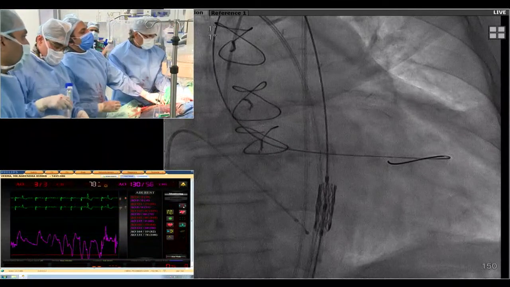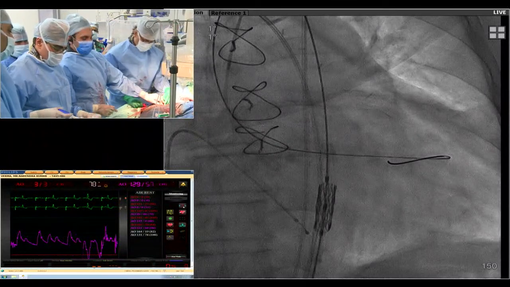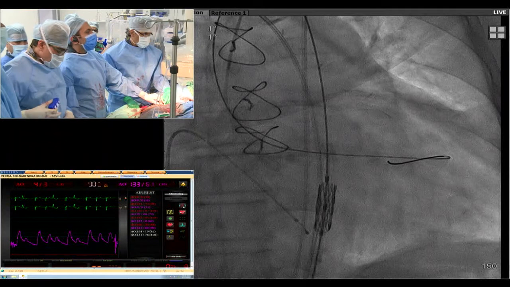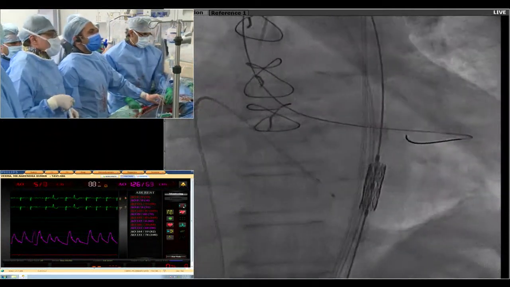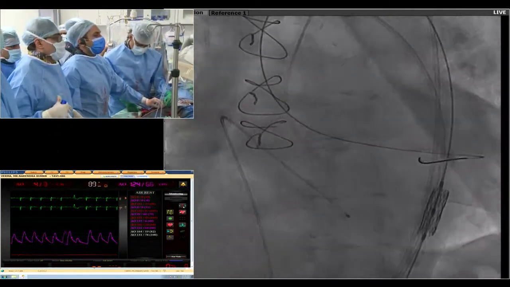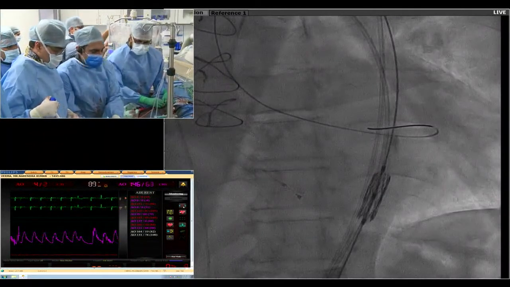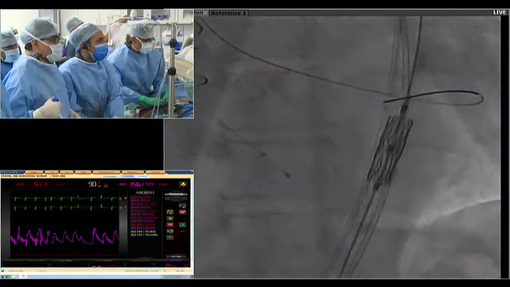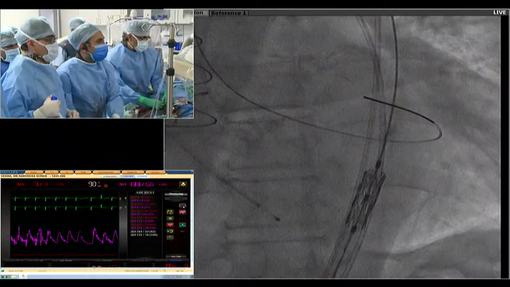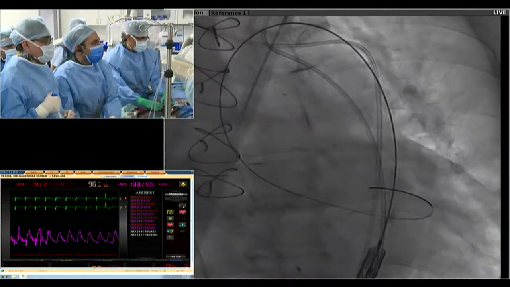So what we're going to do here is, let us go LAO. See the arch. LAO, show us the arch and the wire both. Do you want to advance? So here is the Navigator flexion thing. I'm going to flex it as it goes across the arch. Mag down, please. Arch and the wire and the catheters. Go ahead.